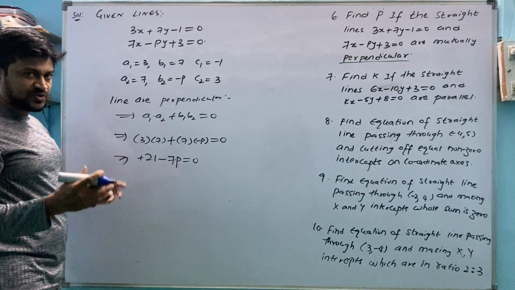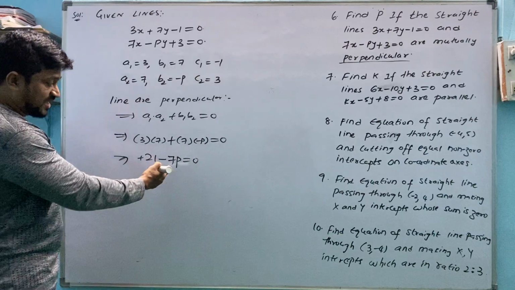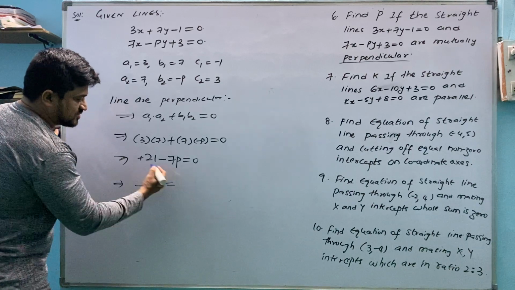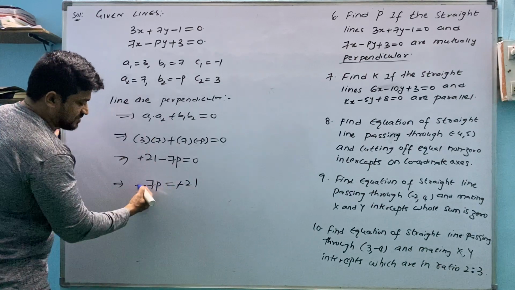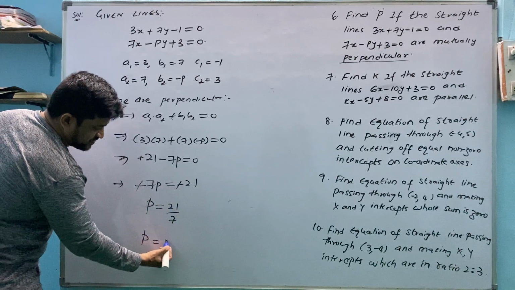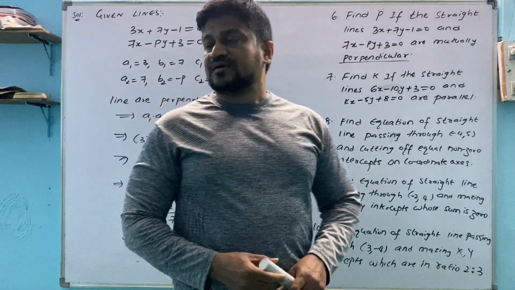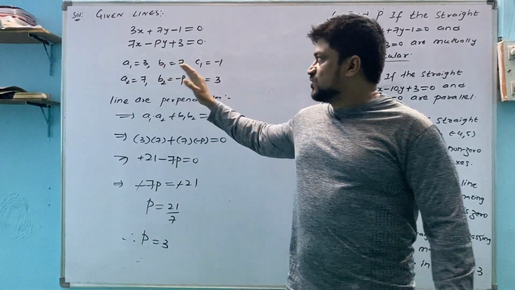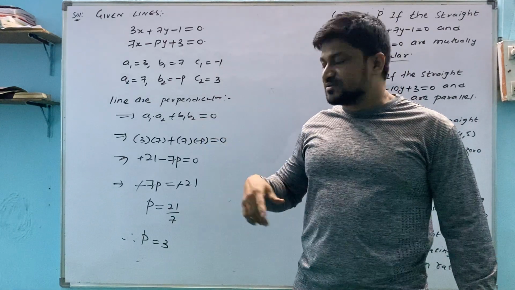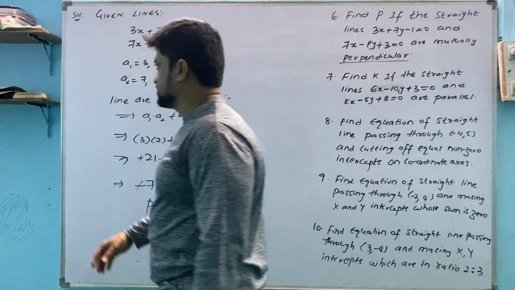Because we need to find p, we should take the term of p on the left side, and send the rest of the things to the right side. When we are taking any term to the other side, take the sign of it also along with that. Plus 21 goes that side, minus 21. So p is equal to 21 by 7, p is equal to 3. Got it? Whenever lines are given to us, we will consider a1, b1, c1, a2, b2, c2 from the lines. Then we will have the formula which you need to learn. Write the formula, then simplify, substitute the values.